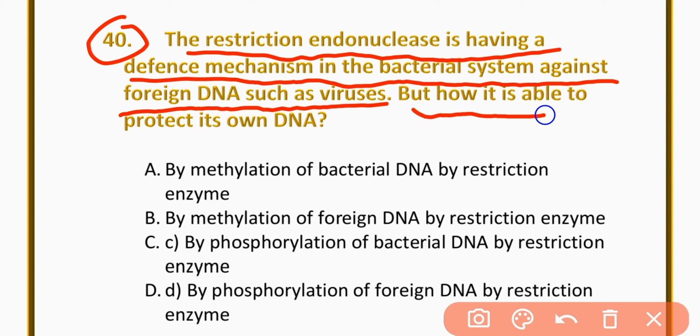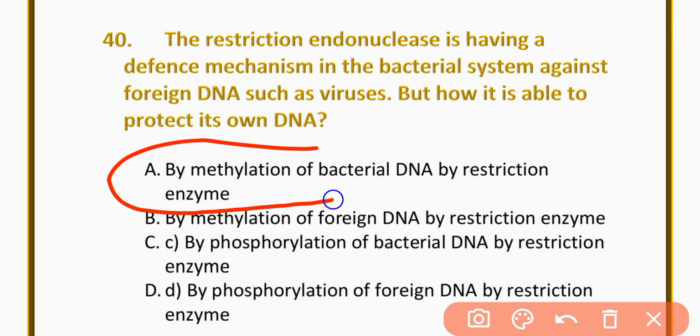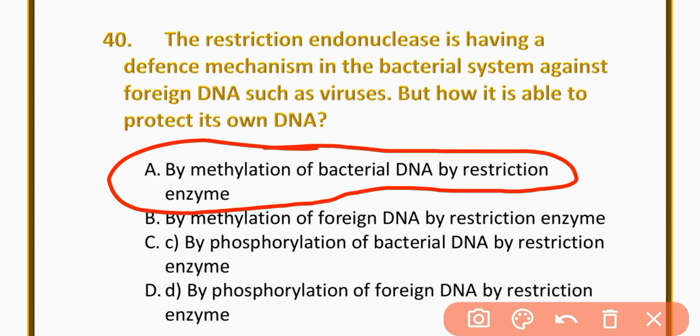But how is the bacterium able to protect its own DNA? Option A is by methylation of bacterial DNA by restriction enzyme. Option B is by methylation of foreign DNA by restriction enzyme. Option C is by phosphorylation of bacterial DNA by restriction enzyme. Option D is by phosphorylation of foreign DNA by restriction enzyme. The correct option is option A, by methylation of bacterial DNA by restriction enzyme.